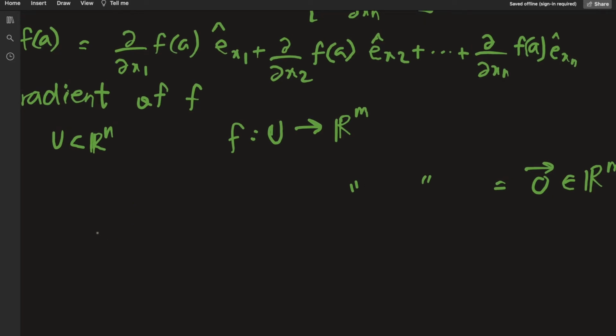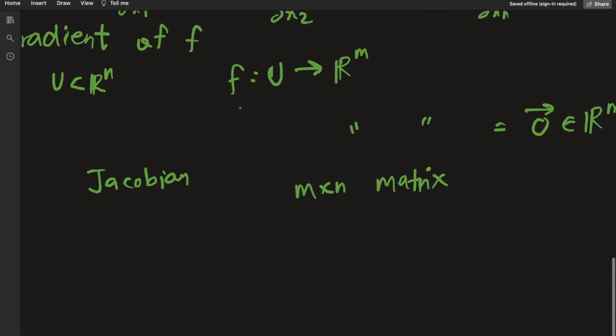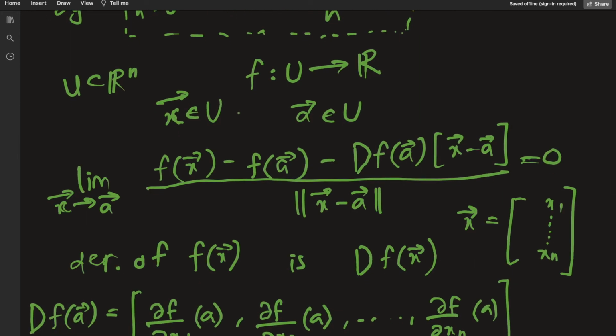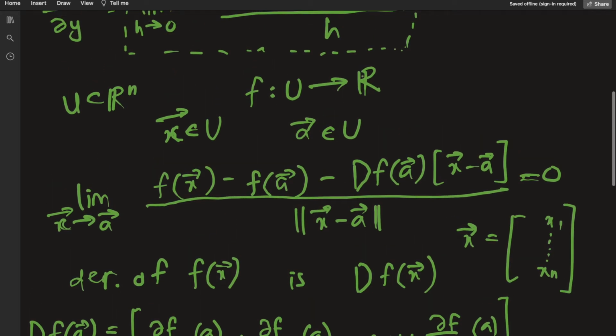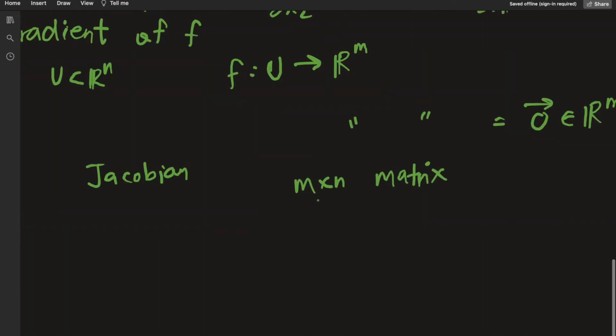And the Jacobian will still be defined the same way, except it will now be an m by n matrix. Because now we have to differentiate each component. The way I think about this is, the output we have for f has m components, and we need to differentiate those m components with respect to those n variables that we had in our input space.